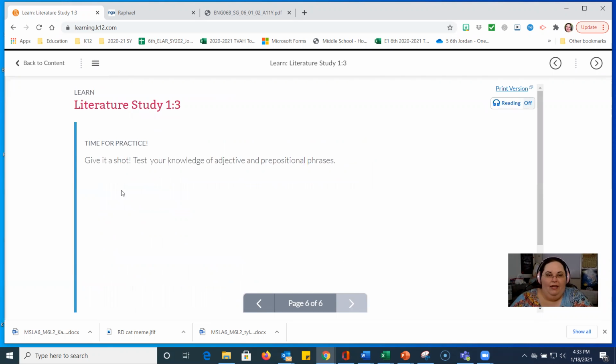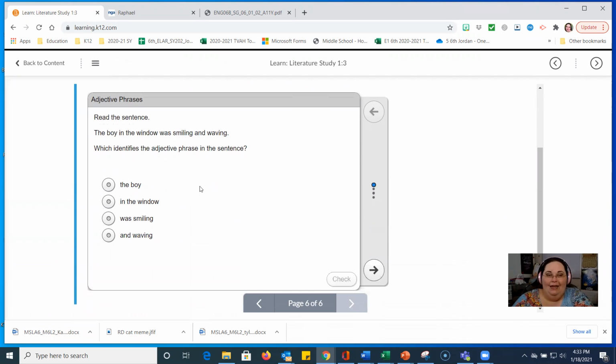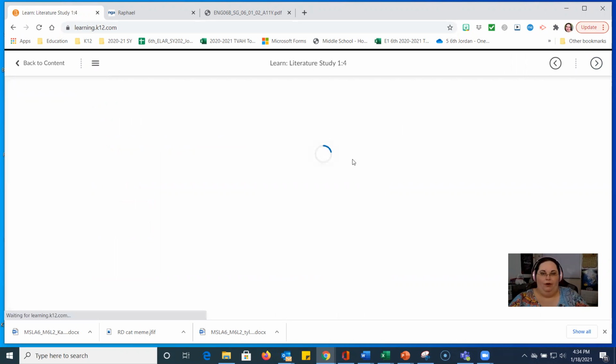Last page of this one. Time for practice. Give it a shot. Test your knowledge of adjective and prepositional phrases. Again, I would copy and paste these just in case they show up on the 1.03. There's 1, 2, 3, 4 practice questions. Once you're complete with those, click on this up here at the top to go on to part 4.